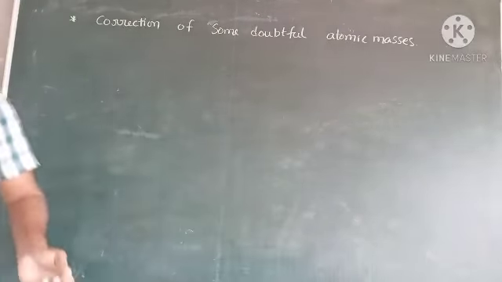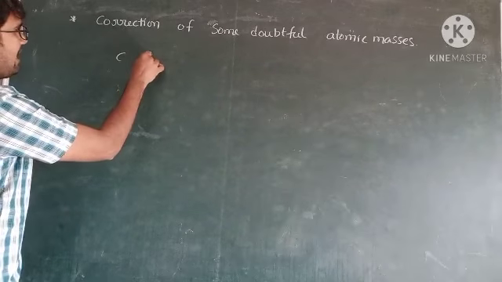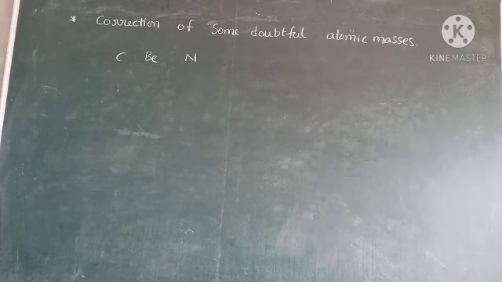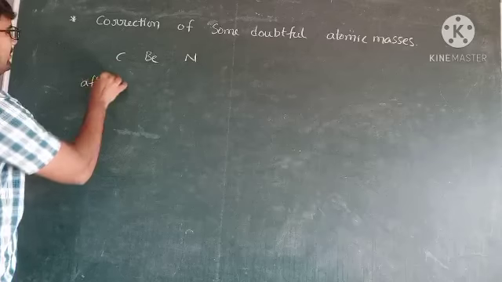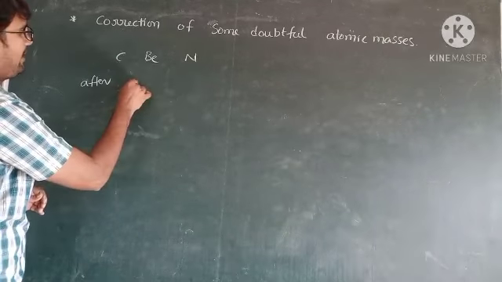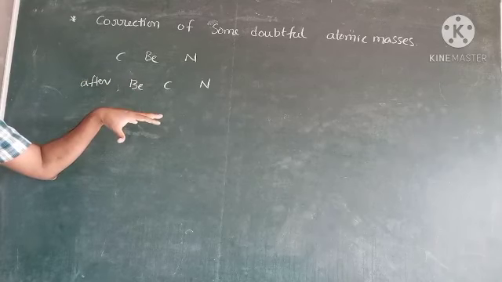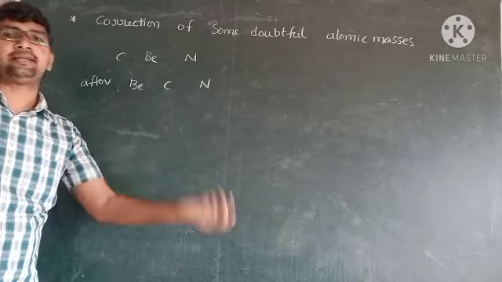One example for this one. They were actually arranging like this: carbon, beryllium, and nitrogen. This is the given order. But after that, he correctly arranged those elements as beryllium, carbon, and nitrogen. He just corrected those doubtful atomic masses and arranged them into the correct order.